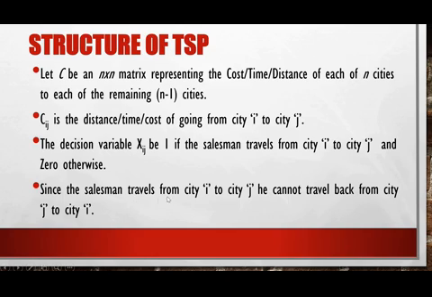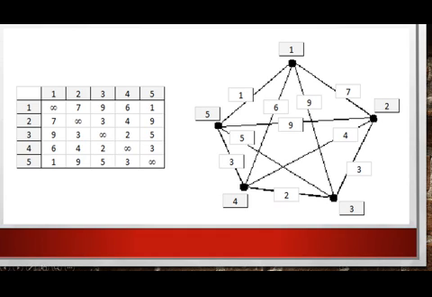So since the salesman travels from city I to city j, he cannot travel back from city j to city I. Okay? So this is the structure of your TSP. So mathematically, or in the form of a matrix, how does it look? We will just have a look there. So this is how your traveling salesperson problem looks. All your principal diagonal entries will be infinity.